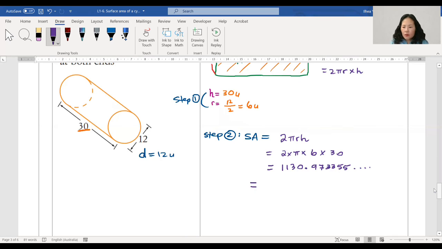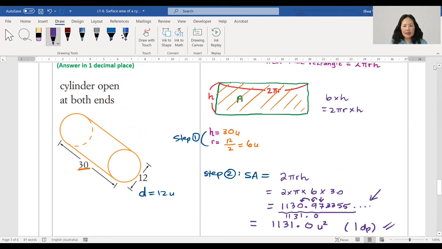Okay, Grace, could you please answer correct to 1 decimal place? 1,131.0. Correct, thank you, Grace. 1,131.0 square units, because what happened is that 7 is bigger than 5. So that's not a problem. We can round it up to the next, but we have a 9. That's the problem. Okay, the 9 becomes 10. So it rounded up again, becomes 1 and it becomes 0. So it's going to be 1,131.0. Okay, all right, that's all for today's lesson. Thank you.